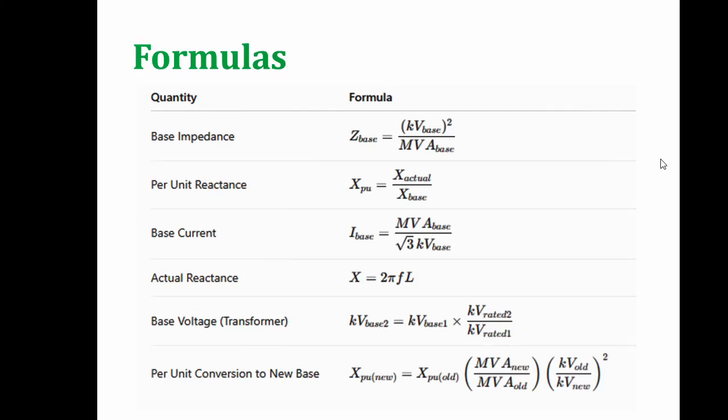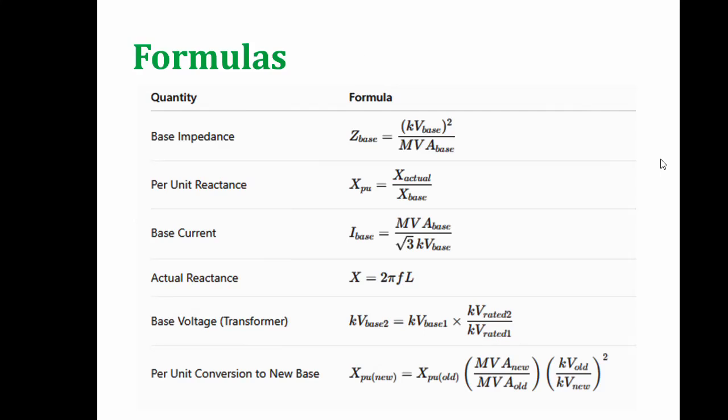Now, if you know the base kV and base MVA, we can determine the base current. So, the formula for base current is I base is equal to MVA base divided by root 3 kV base. For determining the actual reactance, the formula is X equal to 2 pi F L.